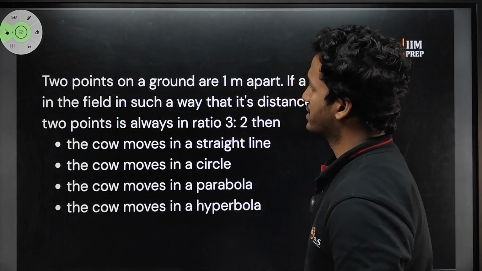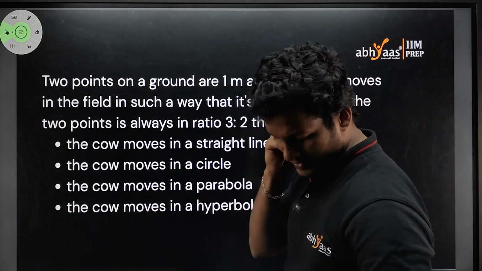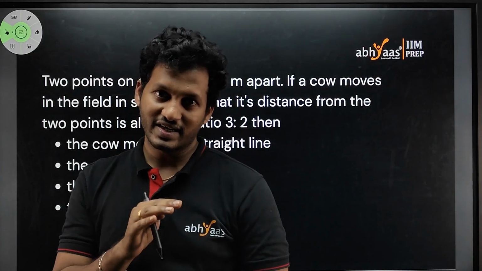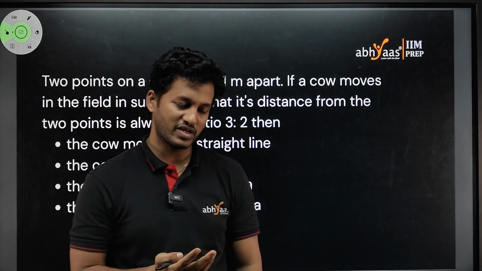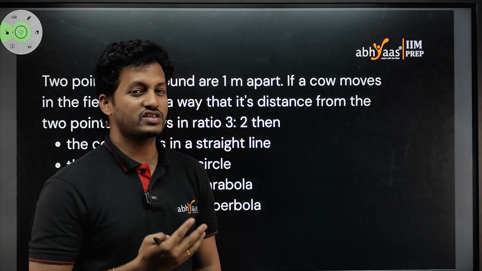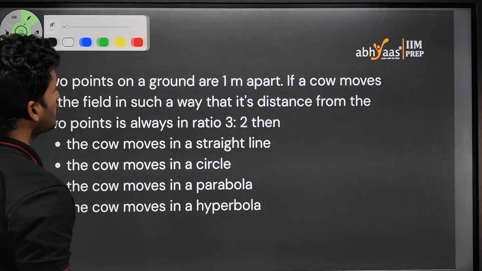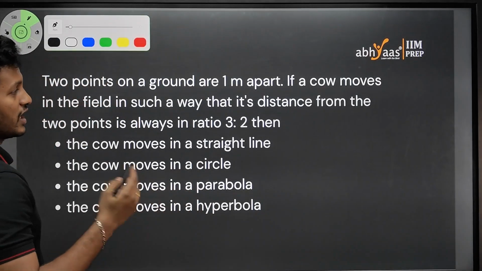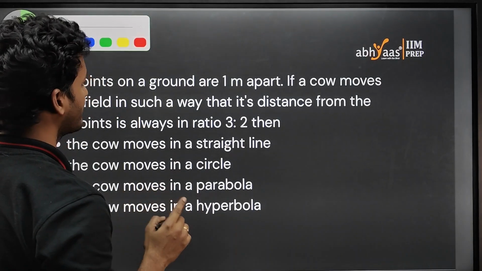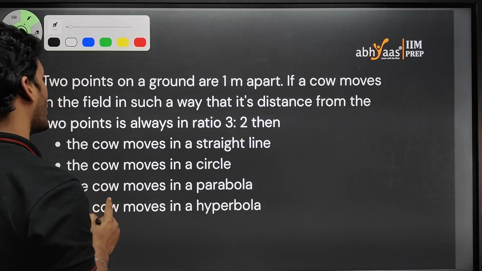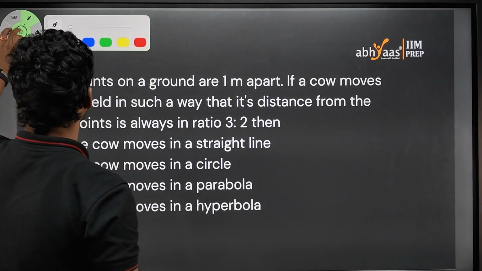Next, locus questions. Locus type of questions were not generally asked in any other BBA examination. This is the one sort of question that has been asked in Indo. So let's see that. Two points on the ground are 1 meter apart. A curve moves in the field in such a way that its distance from the two points is always in the ratio of 3:2.